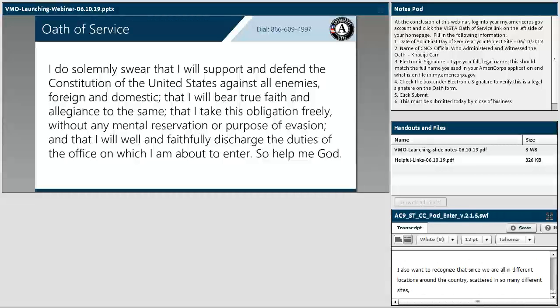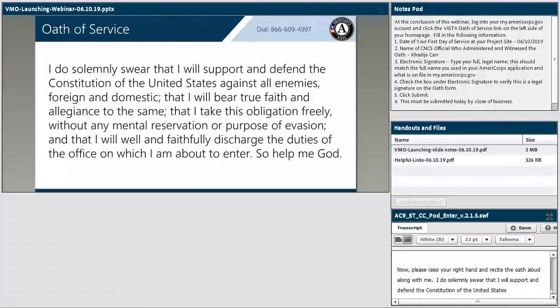I do also want to recognize that since we're all in different locations around the country, scattered in so many different sites, we don't really have the benefit of hearing each other's voices as we recite this. But it is pretty cool to know that as you're taking this oath, about 340 people, your fellow VISTAs, are doing the same thing at the exact same time all across America. So it may seem kind of awkward to recite this oath aloud when you're alone in a room or only with a witness, but really, you're taking this oath for yourself. So do it for you and make it count. Now, please raise your right hand and recite the oath aloud along with me.